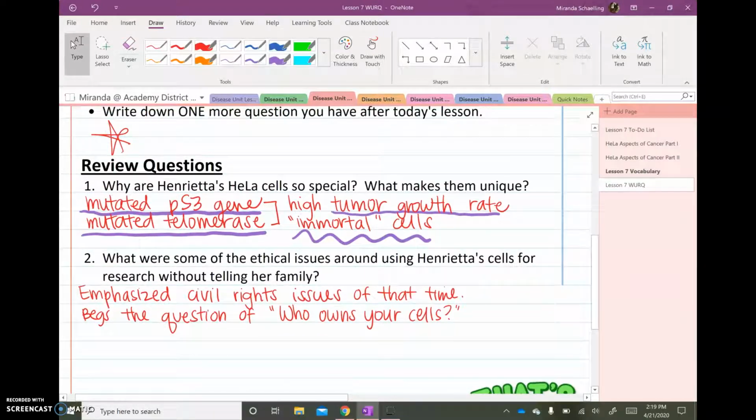Then what were some of the ethical issues around using Henrietta's cells for research without telling her family? I said that it emphasized civil rights issues of that time, and it begs the question, who owns your cells?